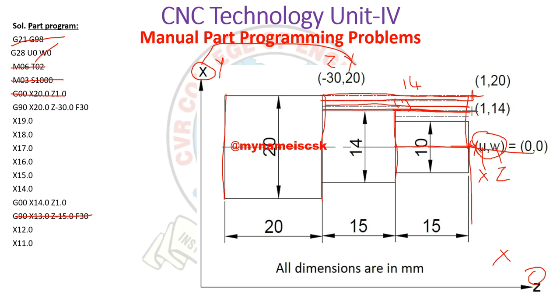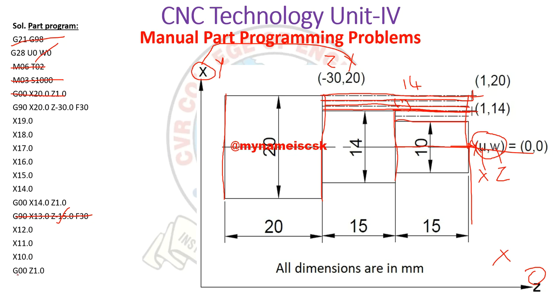Then 12, 11, because there is no change in z value. Z value is the same. Only x value is changing. Only the changed value we are taking. So it has to go till this point. Then at a vertical height of diameter 10, it will be closed.